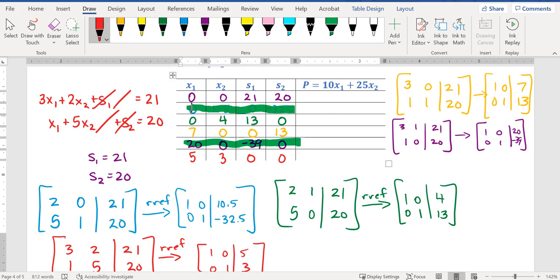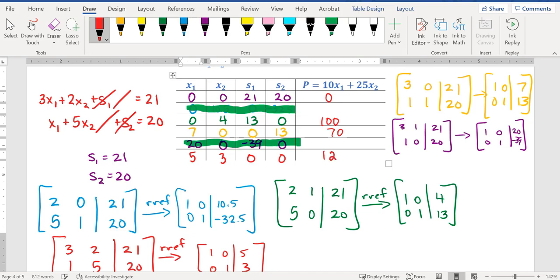I've let 0 be for X1 and 0 for X2. My P is 0. If I let X1 be 0 and X2 be 4, 10 times 0 plus 25 times 4 is 100. Row down. If I let X1 be 7, 10 times 7 is 70, plus 25 times 0, I get 70. And if X1 is 5, 10 times 5 is 50. 50 plus 75 would be 125.